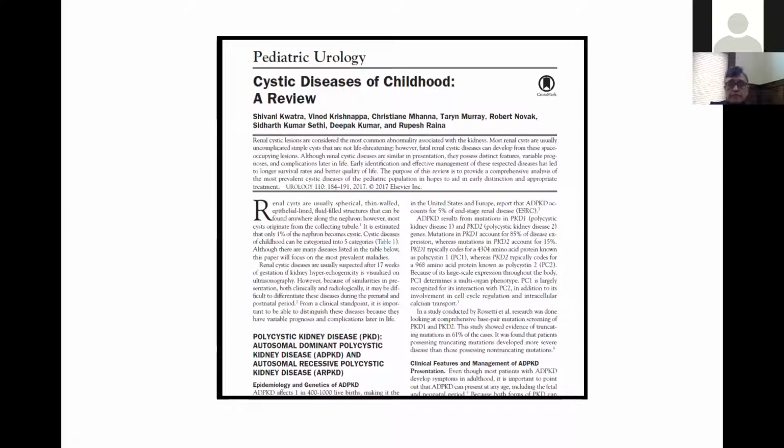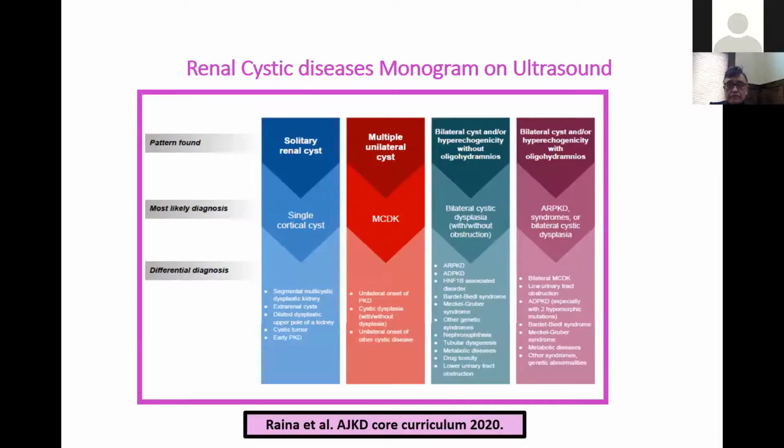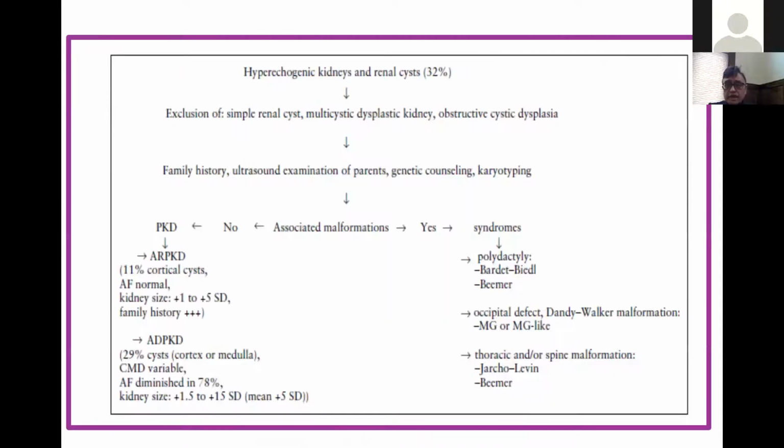So this is another paper that we published, and actually Siddharth came up with a nice algorithm for when we are dealing with patients with hyperechogenic kidney. If you have exclusion of the simple renal cyst, multicystic dysplastic and obstructive dysplasia, then you look for the family history, ultrasound examination of the parent, genetic counseling and karyotyping. And if you have no associated anomalies, you're dealing with polycystic kidney disease.